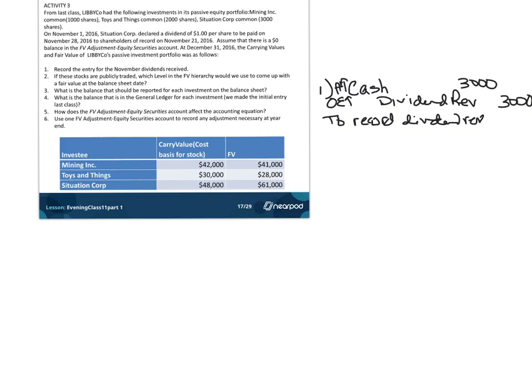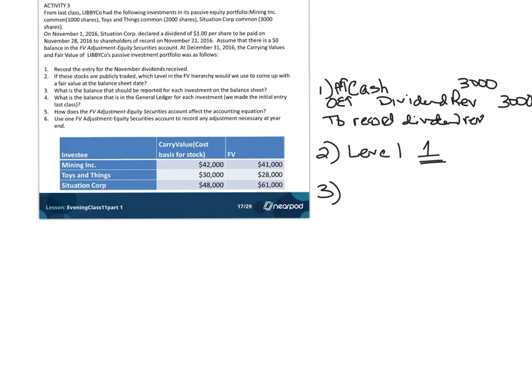If the stocks are publicly traded, which level in the hierarchy? Well, if you flip back and look at those levels, if there is a publicly traded stock, that's very observable. It can be quoted in an active exchange. That's going to be level 1. Remember, GAAP says you have to use level 1 if it's available. So if it's publicly traded stock, then that would be level 1.